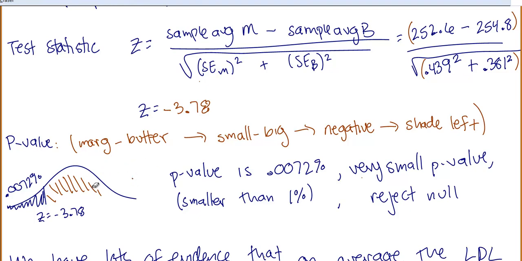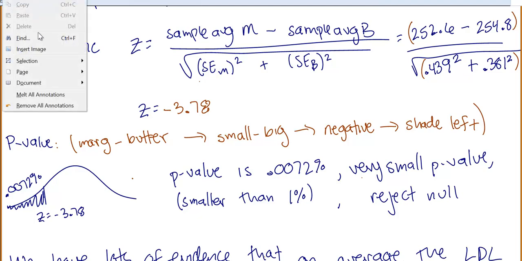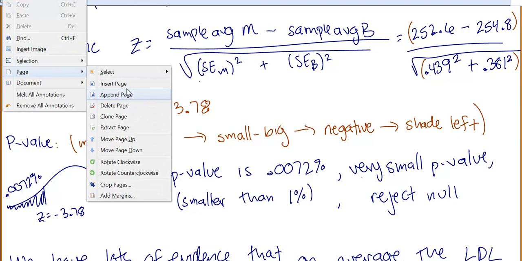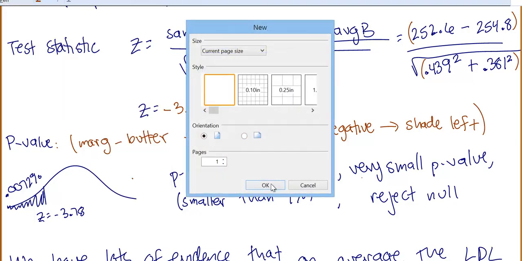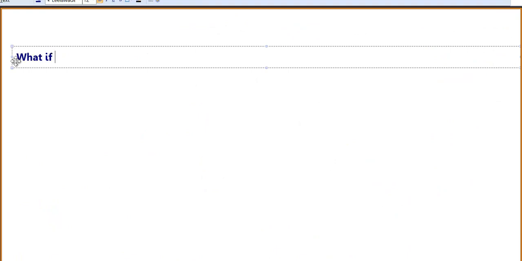So to answer your question, let's open up a new page and do this problem. Let's go back a little bit and do this problem from a different angle. So what if I did butter minus margarine? My null and everything stays the same. My standard errors stay the same.